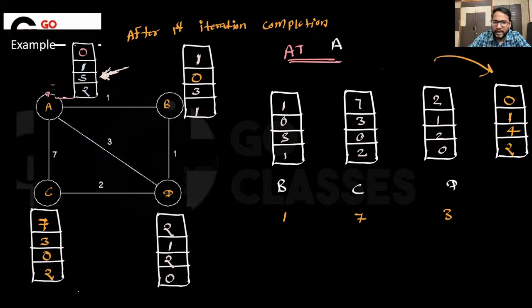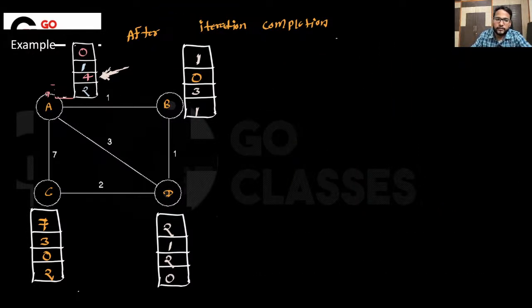I am not doing the second iteration completely, although B will be receiving the vector, C will be receiving the vector, and D will also be receiving the vector. But since I know it is already shortest, it is not going to change, so that's why I'm not doing it. Finally you will have 4 here, and everything else will be the same. So the final result after the second iteration is this. That's the only change you have after the second iteration.